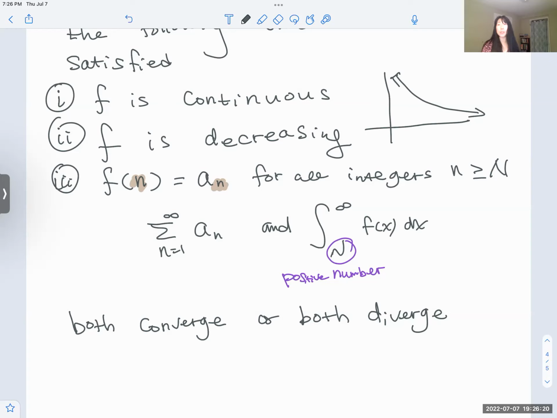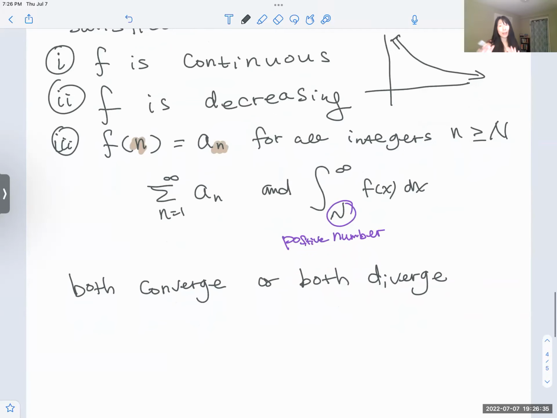We have experience in improper integrals, right? If it goes to positive infinity, it diverges. If it goes to negative infinity, it diverges, right? Okay, then we can conclude the series also converges or diverges. Make sense? Okay. Let me write it down.